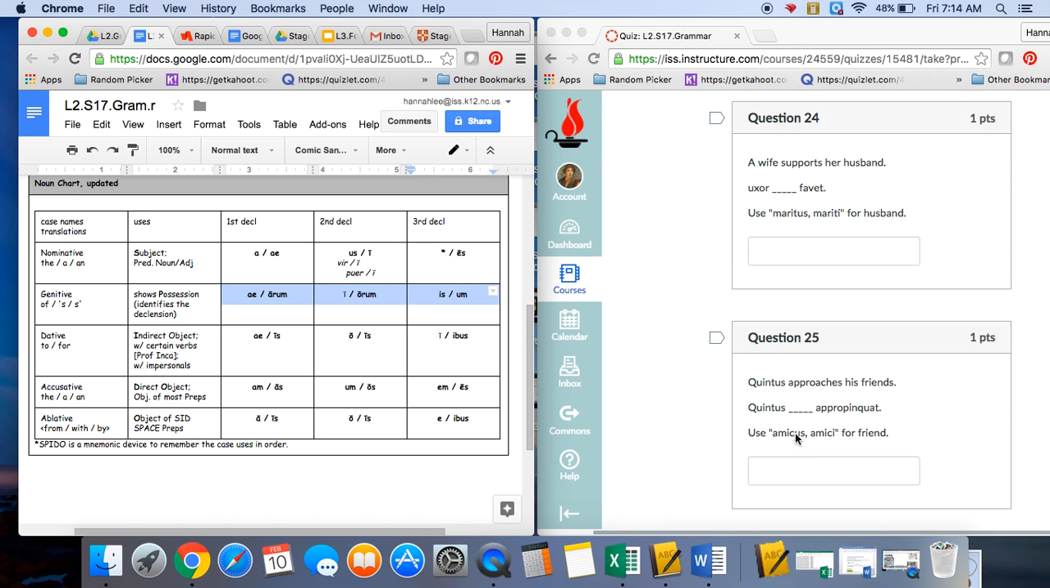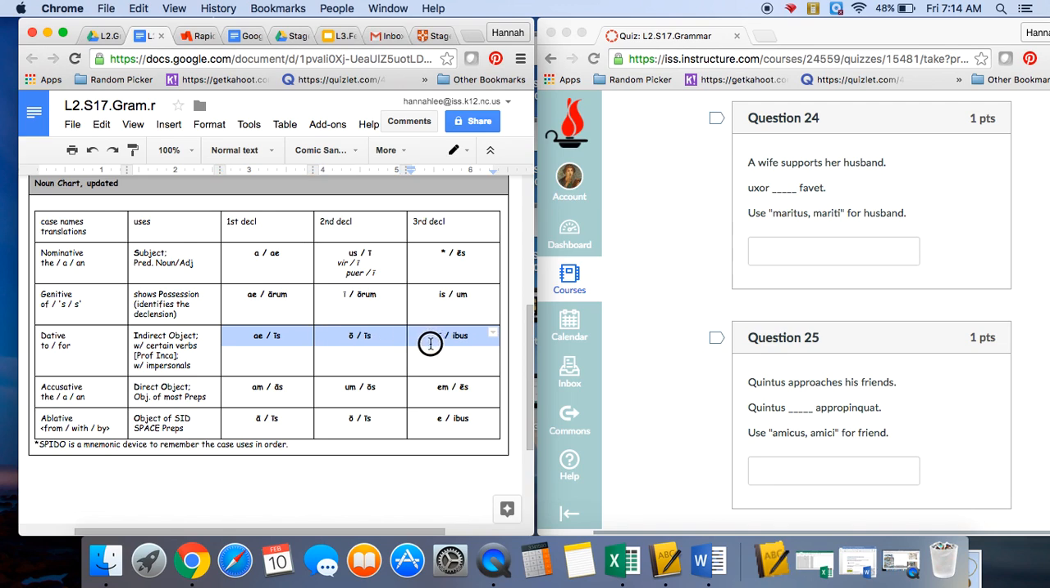Okay, let's look at question number 24. A wife supports her husband. Uxor blank favet. As soon as you see that F-A-V-E-T word, that is one of those words that take the dative. That means that husband up here has to be in the dative. If husband is in the dative, you have to figure out what declension and then put an ending on it. Okay, so what I had highlighted before is not going to work.